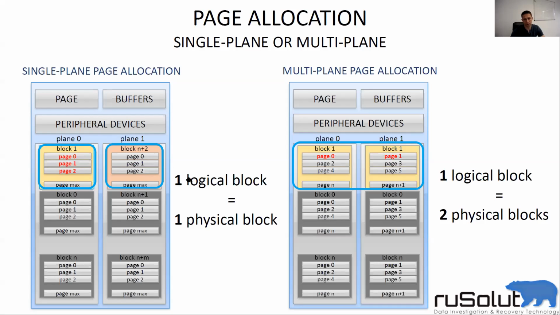And in this case, one logical block will be equal to one physical block. What is a logical block? You will see this better on the example of multiplane page allocation. So one physical block is this amount of data. And now just trust me that one logical block is equal to one physical block in case of single plane page allocation. Now let's see what happens when we have multiplane page allocation.